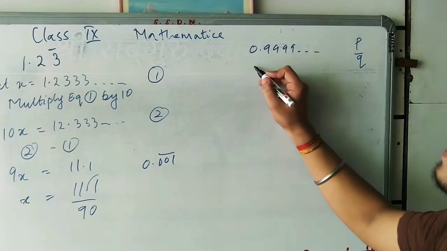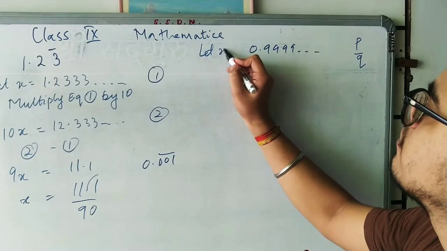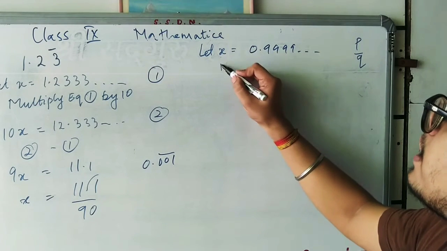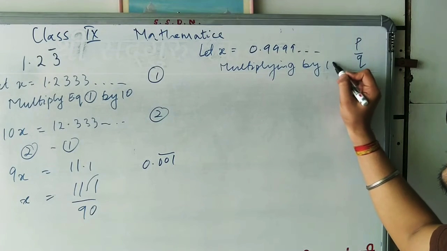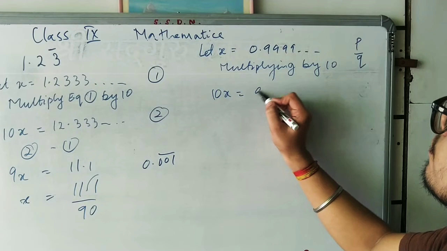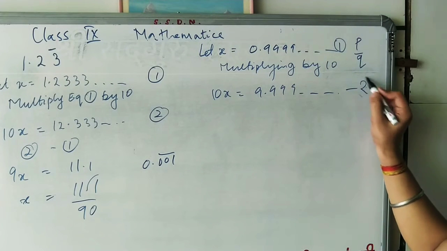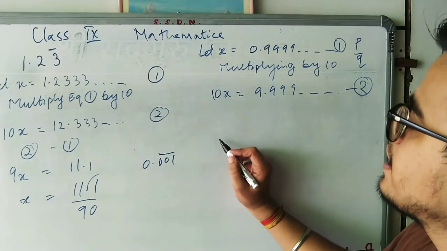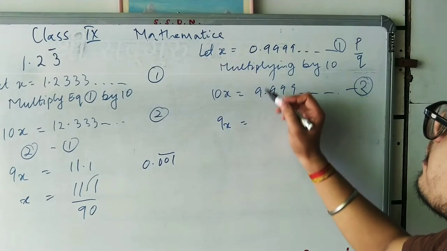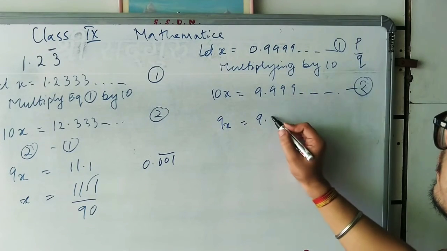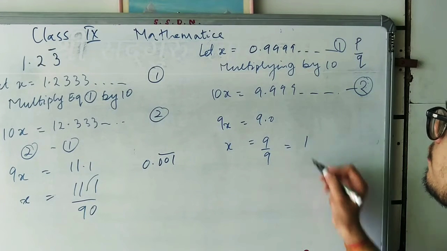It could be written as 0.9 bar, or you could directly let x equal 0.999. Multiplying by 10, we get 10x equals 9.9999. This was our first equation, and this is our second equation. 10x minus x is 9x, and we get 9 minus 0, which is 9.0. x could be written as 9 by 9 or simply 1.